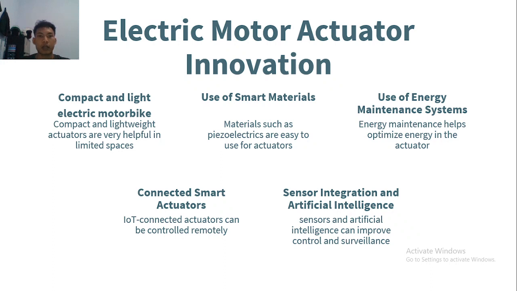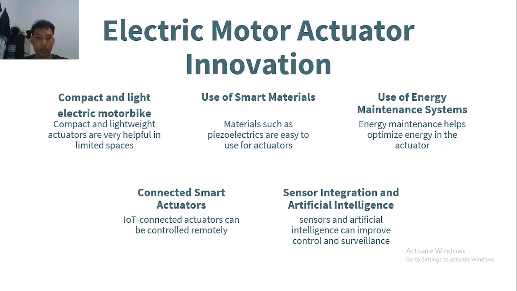Next is electric motor actuator innovation. Number 1, the compact and light electric motor. Compact and lightweight actuators are very helpful in limited space. Number 2 is use of smart material. Materials such as piezoelectrics are easy to use for actuators. Number 3, use of energy maintenance system. Energy maintenance helps optimize energy in the actuators.